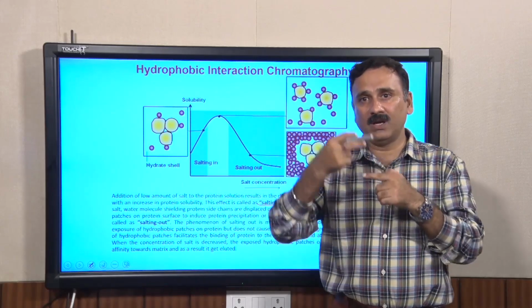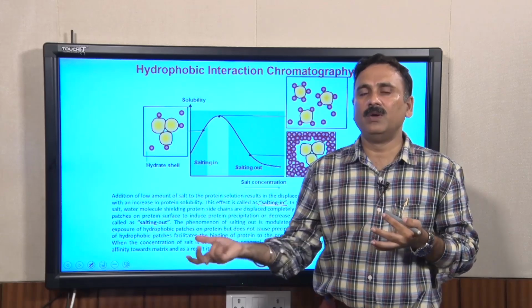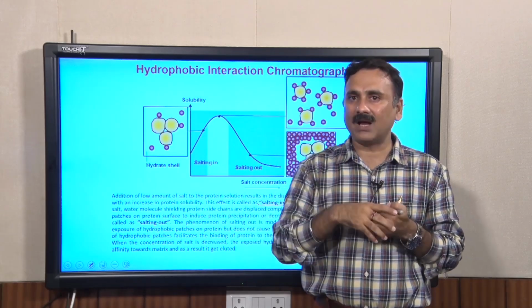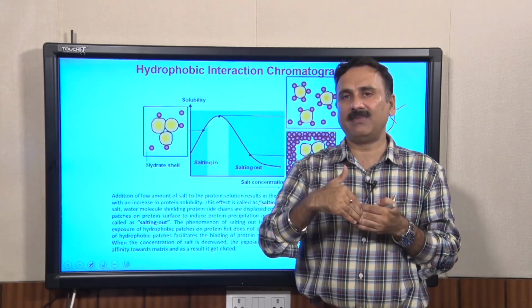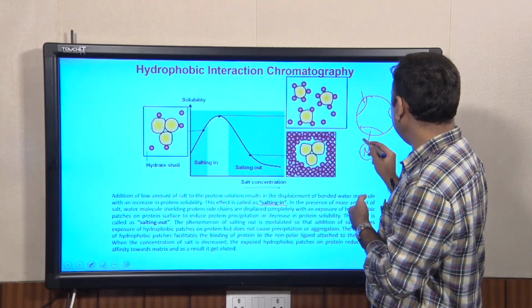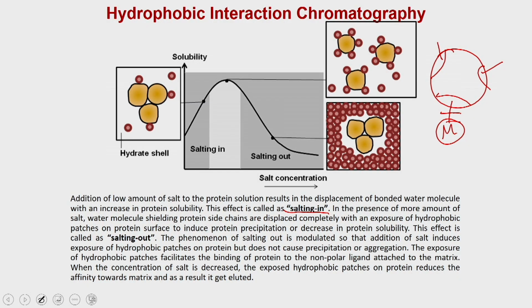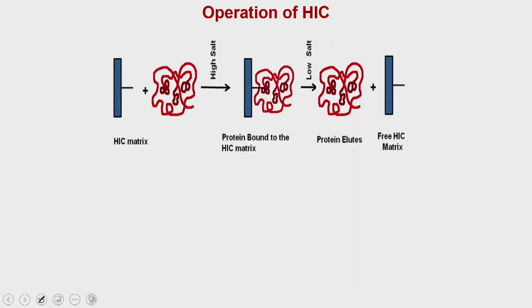And how are you going to elute? You are actually going to bring the hydration shell back, and once you bring the hydration shell back, the interaction between this matrix and the functional group is going to be broken down. So, this is exactly what happens.